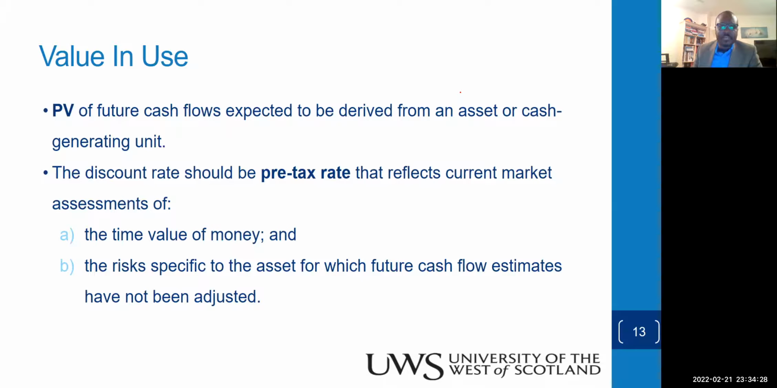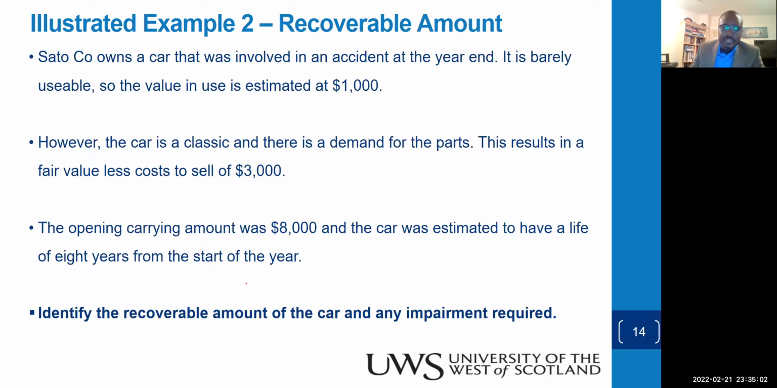And then we say present value, the discounted cash flows, will form the value in use. Now, this discount rate will always be the pre-tax rate, and it should reflect the assessment of the time value of money, in which case discounting comes into play. And then we also consider the specific risk to the assets for which future cash flows may not have been adjusted. So simply we're talking of the discounted cash flows. All right.